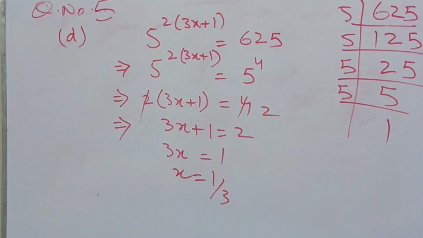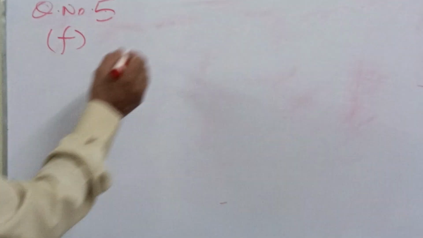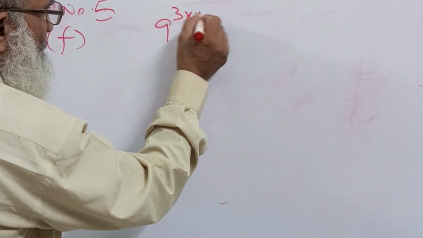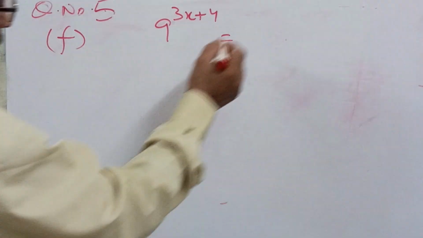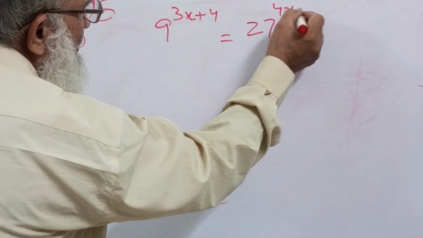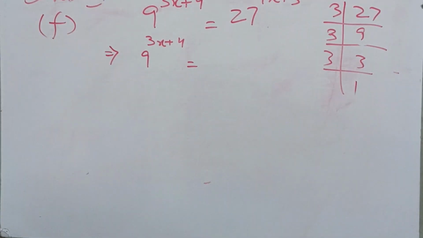And one more last question, F. After that I'll be signing off, because time has already gone beyond my lecture time. That is 9 raised to power 3x plus 4 is equal to 27 raised to power 4x plus 3. Now my dear students, you see that this is again one tricky question. We have to solve it with the tricks of power and indices.